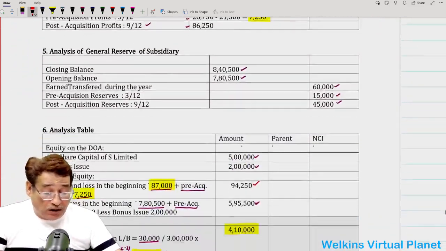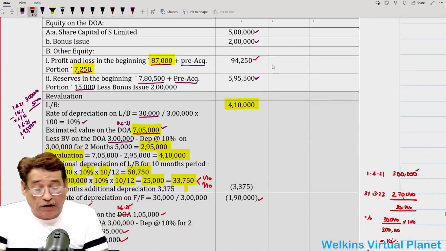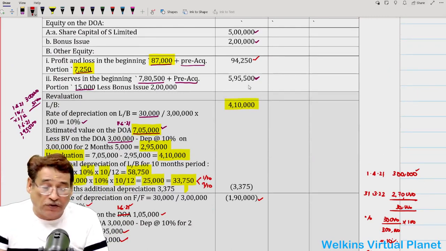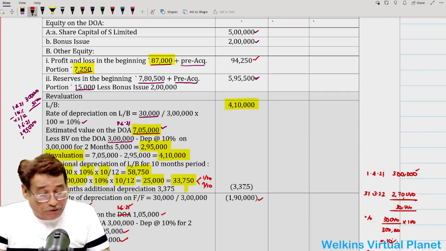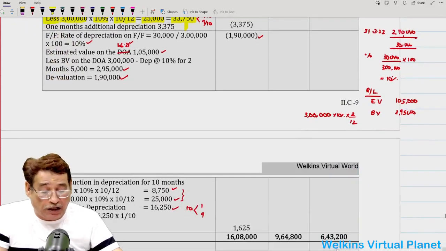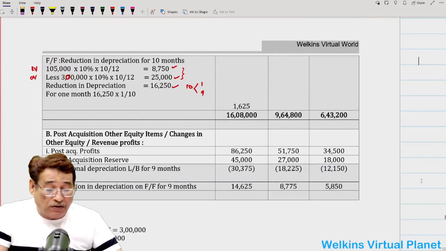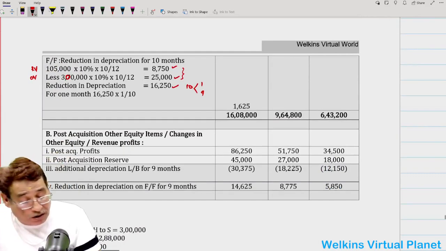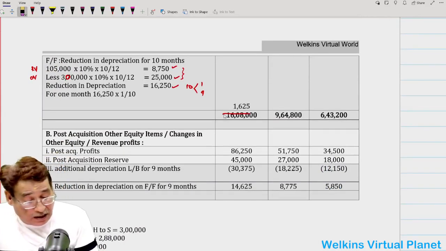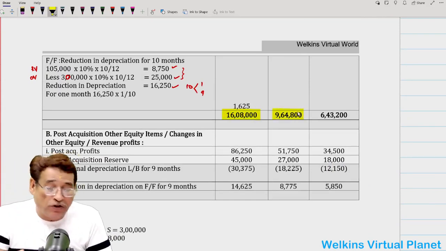So on the date of acquisition, now I can say I will add all these items: 5 lakh plus 2 lakh plus P&L balance on the date of acquisition, plus reserve balance on the date of acquisition, up-valuation 4,10,000 minus additional depreciation for 1 month 3,375 plus 1,90,000 devaluation, and then 1,625. Total I will get 16,08,000. Is it clear to you or not? Now out of 16,08,000, my share, holding company share, is 9,64,800, and minority share or non-controlling interest holder is 6,43,200.